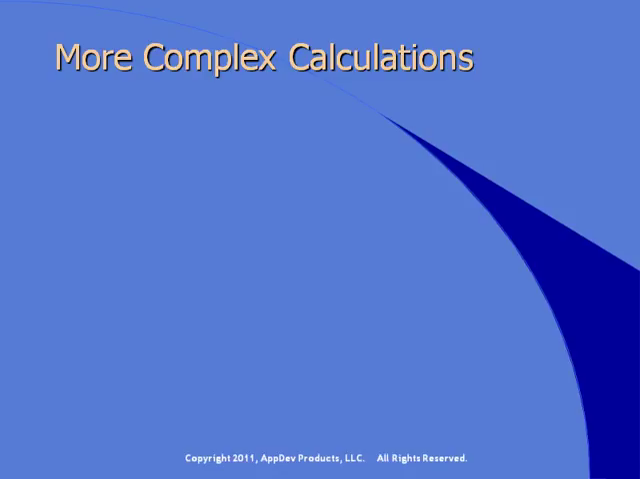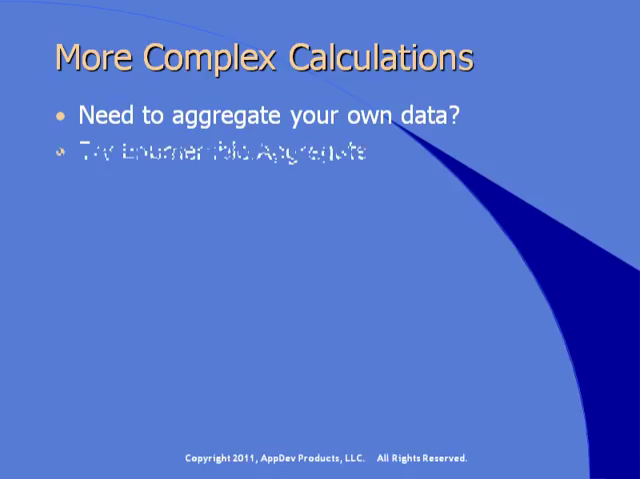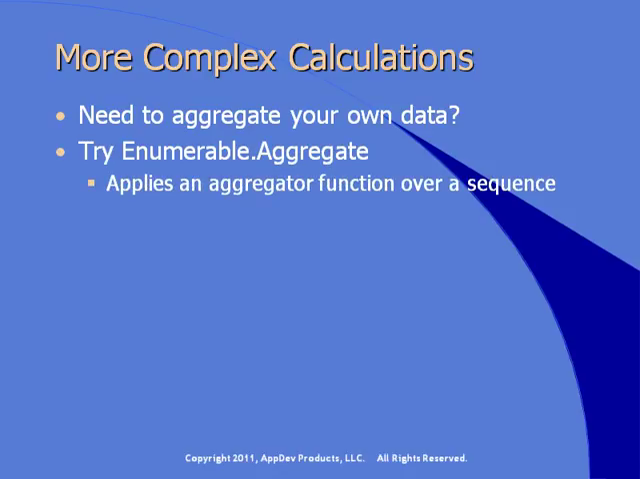You've seen how to use the basic calculations: count, sum, average, min, and max. But what if you need to aggregate data in your own way? There is an Aggregate method which applies an aggregator function over a sequence. You just have to provide the code that does the work.